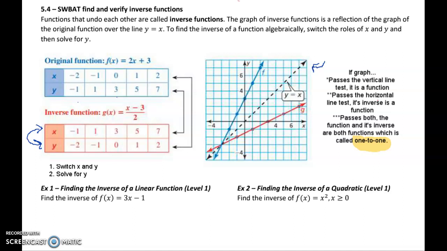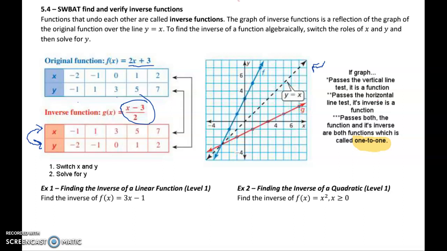Also, you should notice, for the blue one, we have 2x plus 3, and so we're taking x, multiplying it by 2, and adding 3. The inverse of this is taking x, instead of adding 3, subtracting 3, instead of multiplying by 2, dividing by 2. Okay, so this is the first inverse function that we have.